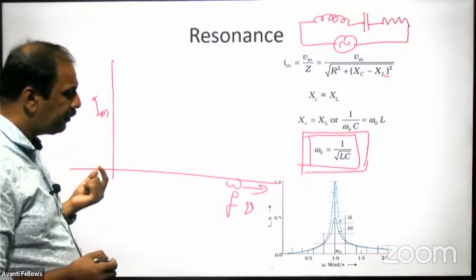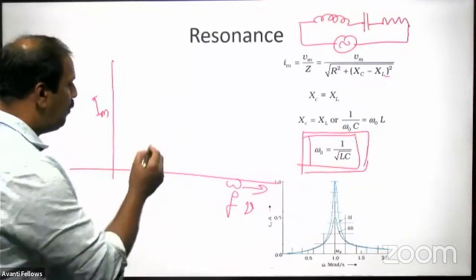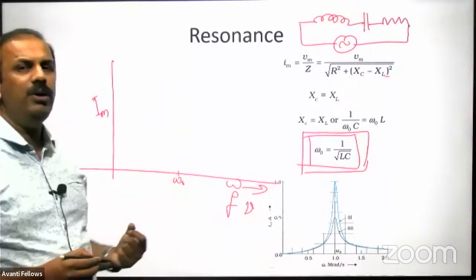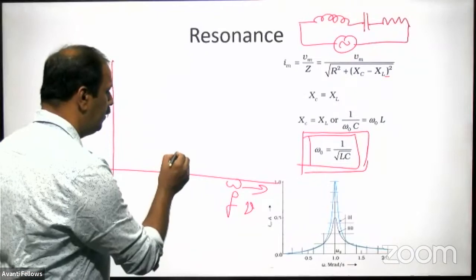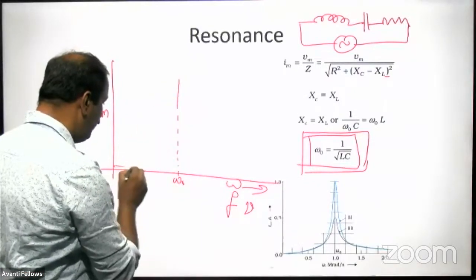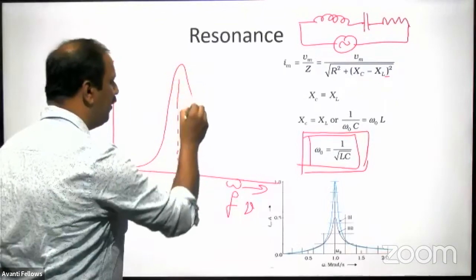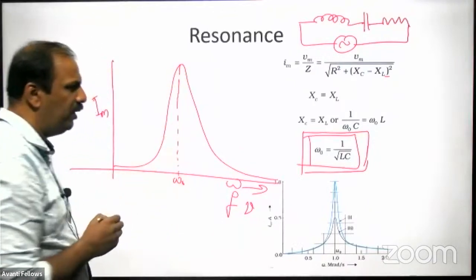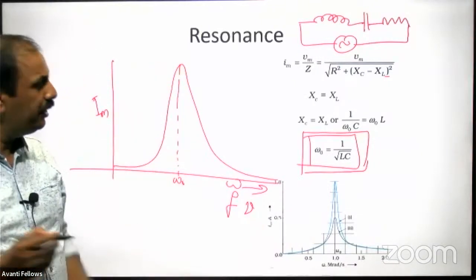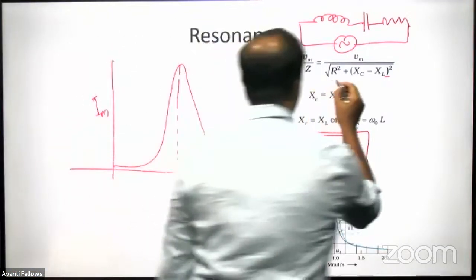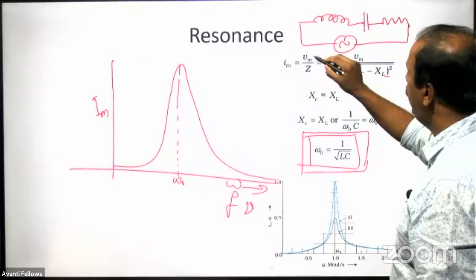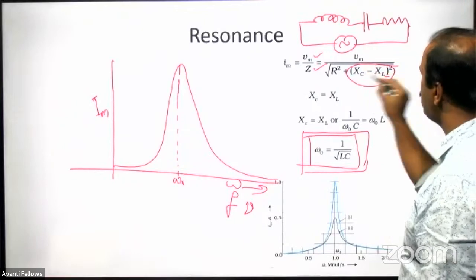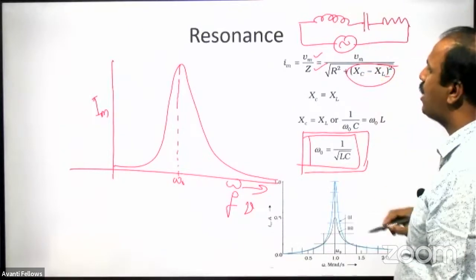So you see here, when you are trying different frequencies, at a particular frequency, omega 0 or omega naught, the current will be maximum. So the graph will be like this. At that frequency, it will have a peak like this. This frequency is called omega naught. Now see here, this current depends on Vm by Z, and these two are 0. That's why this combination is 0, and we get Vm by R as Im.